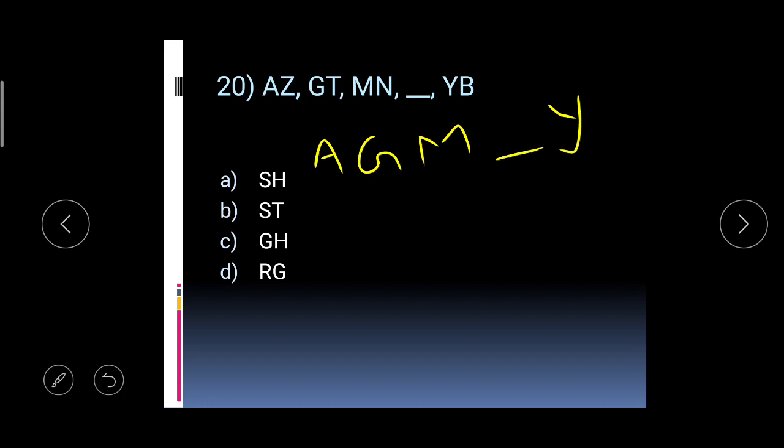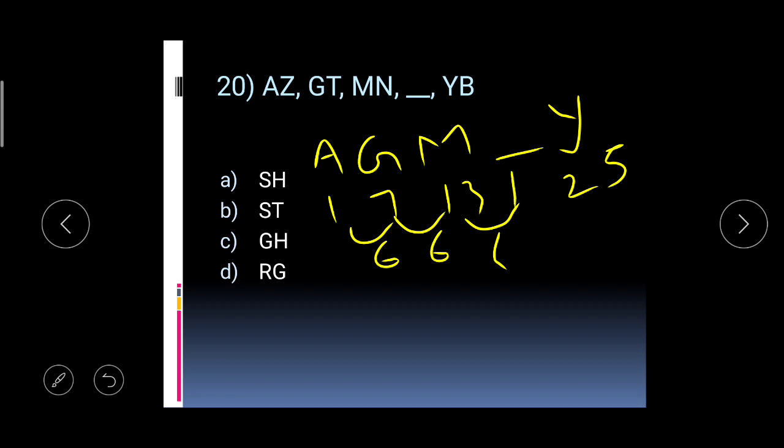Okay, let's try to fix its positions. 1, 7, 13 and 25. Can I see any pattern in this? Okay, the difference is 6. The difference is 6, right? So the next difference has to be how much? 6, right? So the next term has to be 19. If 19 is the term, then we can also check whether it is giving me 25 or not. Yes, it is giving me 25. 19 plus 6 is 25.